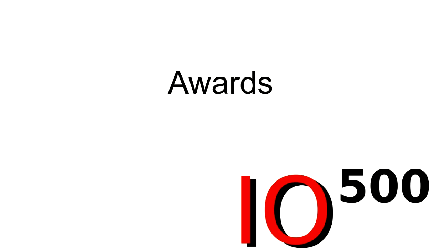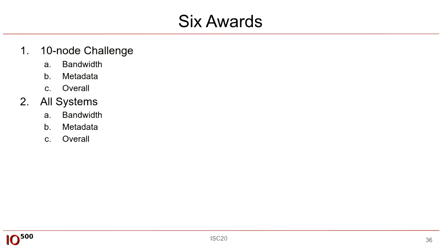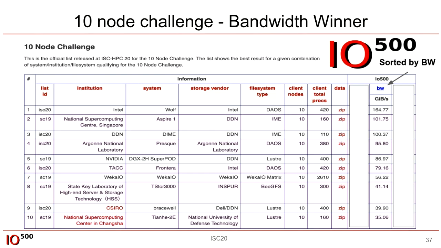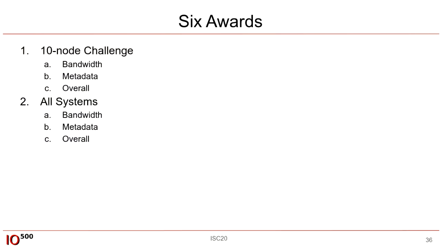So to go through the awards, let me go back. Sorry. So again, just as we've done in the last couple of the lists, we are going to look at 6 different awards. We decided to break them out so that we could recognize both on the 10 node challenge and for the all systems lists, both bandwidth, metadata, and then the combined scores. So we have 6 different awards that we give out, and we'll go through them in that order.